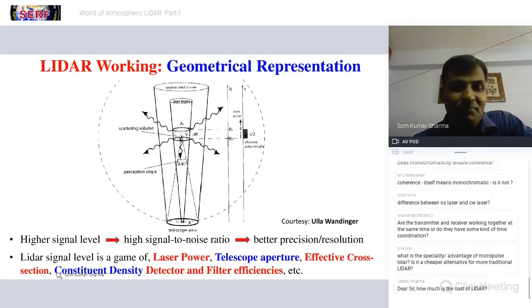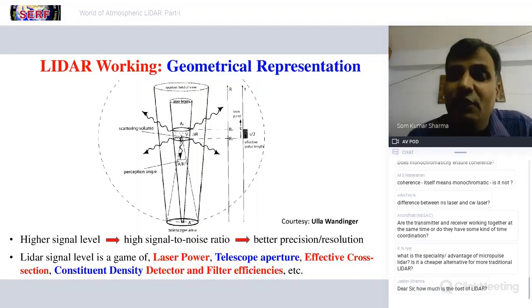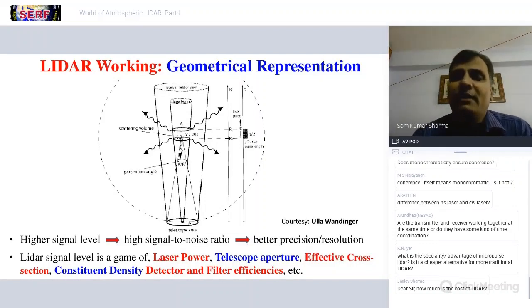And then the next thing, which is again not very much in our hand, except in pollution studies where you are studying the pollution, is the constituent density. Constituent density means how dense the medium is that you want to study, like how much aerosol you have, how much pollution you have, how much neutral density there is.